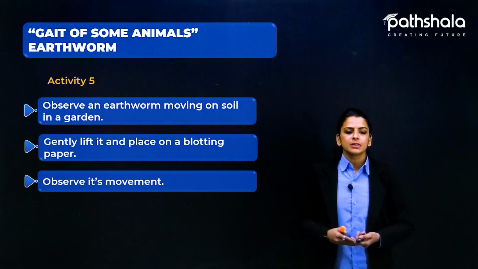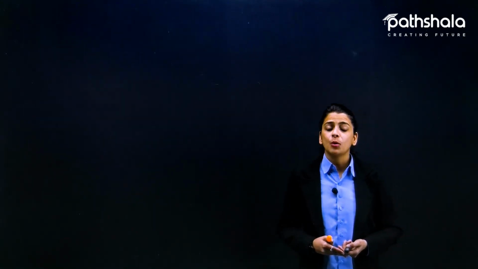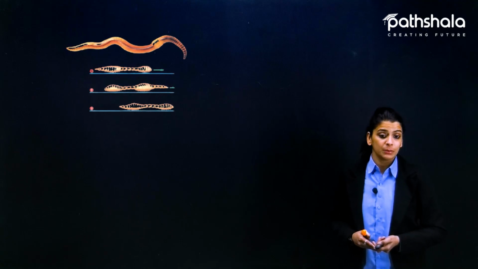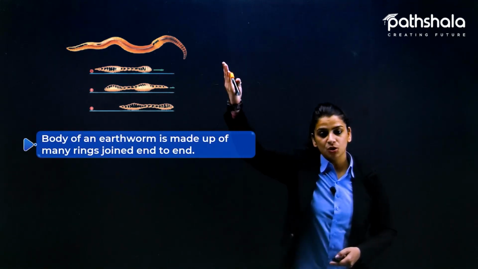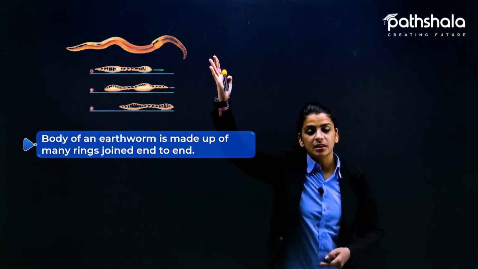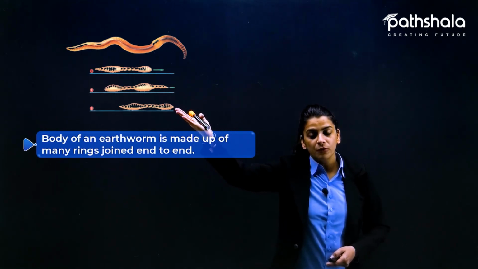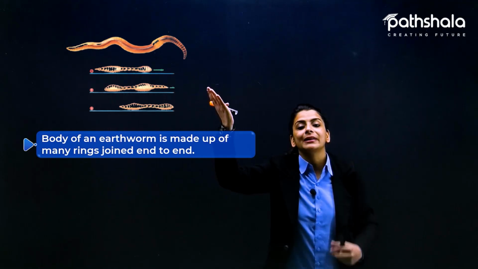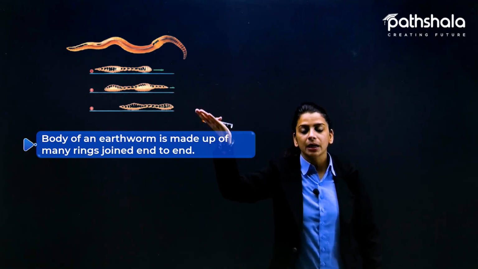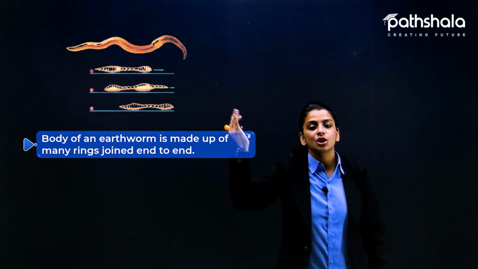Now observe its movement. We have to observe the movement of the earthworm on the blotting paper. It will look like this. This is the image. Here is the picture of the earthworm, and as you can see, the movement of the earthworm is captured or printed on a blotting paper like this. So these three types of movement it is showing.